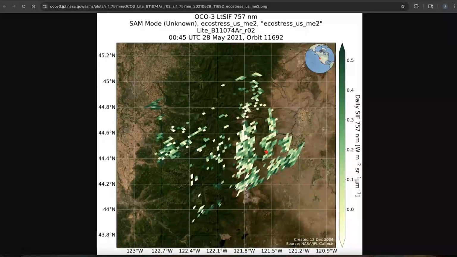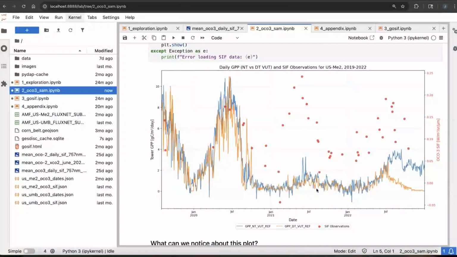Let me turn back over to the time series plot so that you can see what I'm talking about. Over here, you can see the time series for this site. And we're looking at May 2021, which is around here. And SIF is peaking for the growing season in this region, despite GPP being very low around the tower site. Let's turn back over to the plot and see what we can notice.